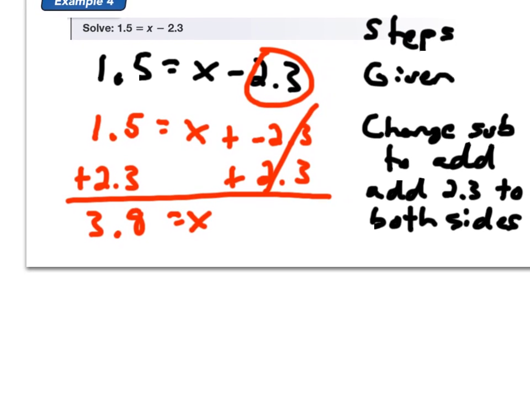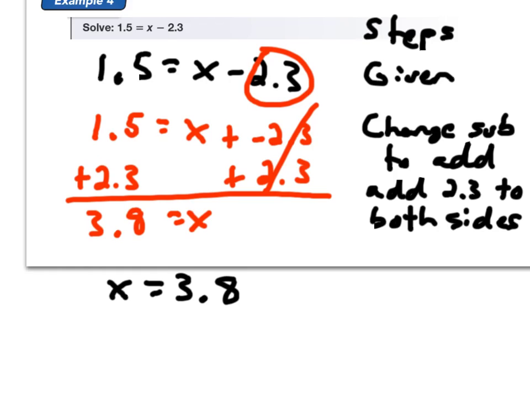Now remember, Mr. Ayers told you that we need to always have x on the left-hand side. So I'm going to take this and just flip it around for my final answer. And that's x equals 3.8. And something you need to know is that the thing that tells me I can do that is called the symmetric property. So that's the symmetric property.